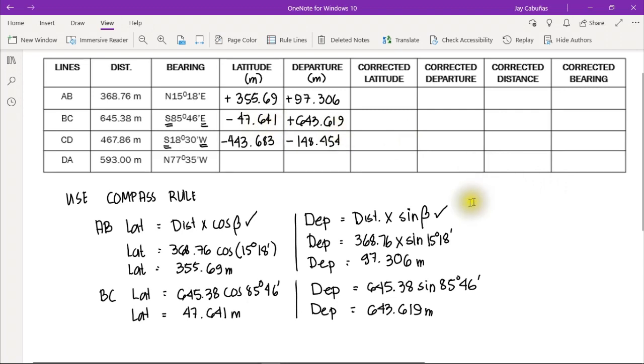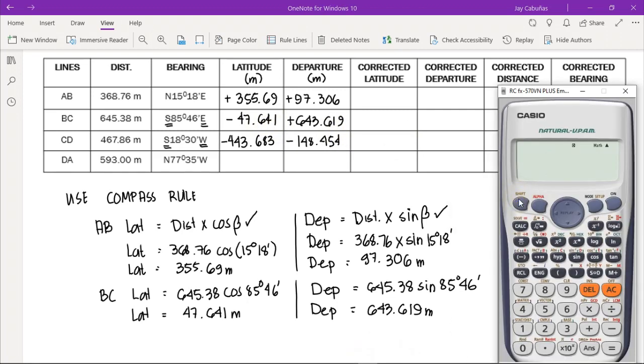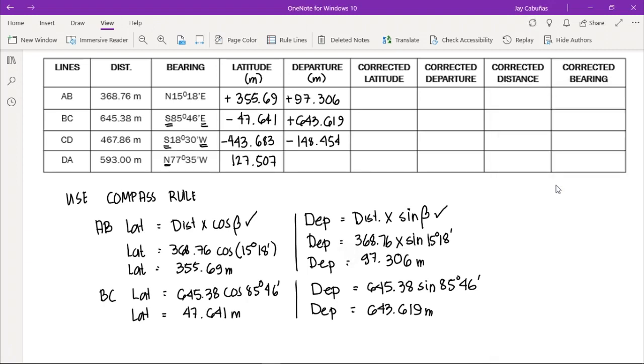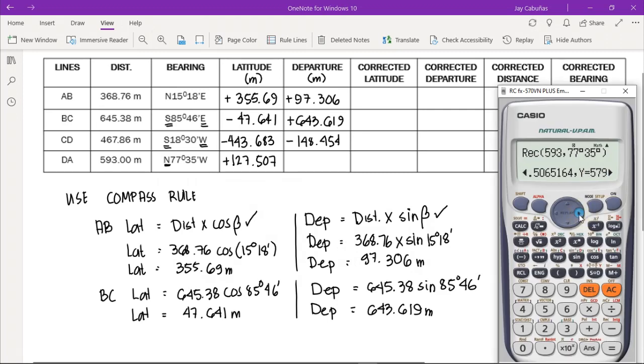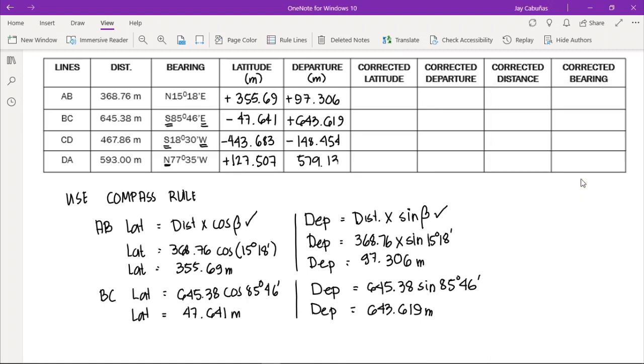Now for DA, we can use the calculator again. So shift, the minus sign, 593, comma, 77 degrees 35 minutes. So this is the bearing of our line DA. The value of our latitude here is 127.507, and we have north direction for DA, so that means it's positive. For the departure, we have 579.13, that's the y variable. Now take note, we have a west direction, so therefore this one is negative. So we have now computed the latitude and departure for each traverse.